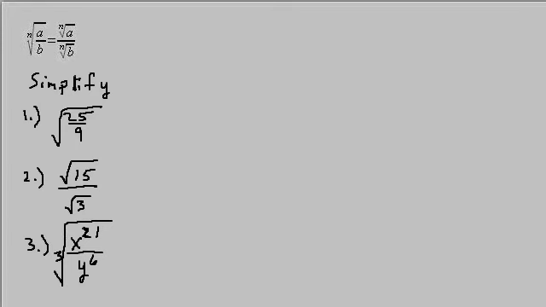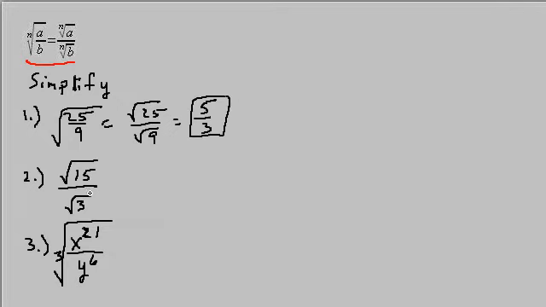Alright, let's look at this. Here we have the quotient rule. So here, if I have a fraction under the radical, I can split it up. So let's look at this, the square root of 25 over 9. Well, this is equal to the square root of 25 over the square root of 9. And the square root of 25 is 5, the square root of 9 is 3, so our answer is 5/3.